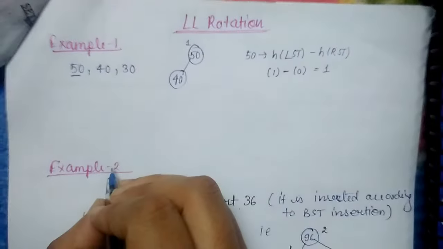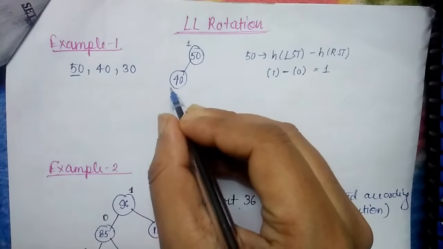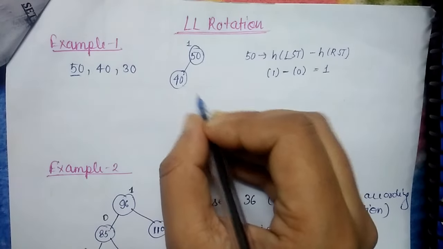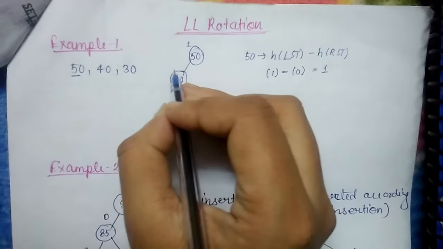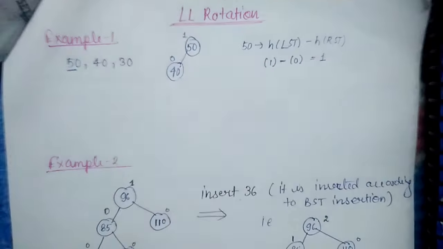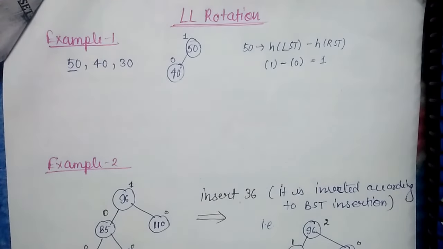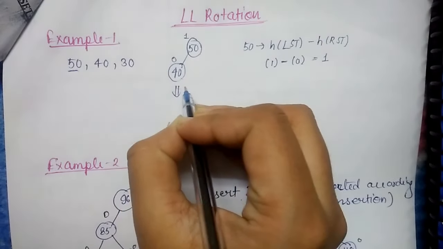After that, we calculate the balance factor for 40. What is the height of the left subtree? Nothing. What is the height of the right subtree? Nothing. So that means 0 minus 0, and the balance factor for 40 will be 0. Now we have to insert 30 into this tree.